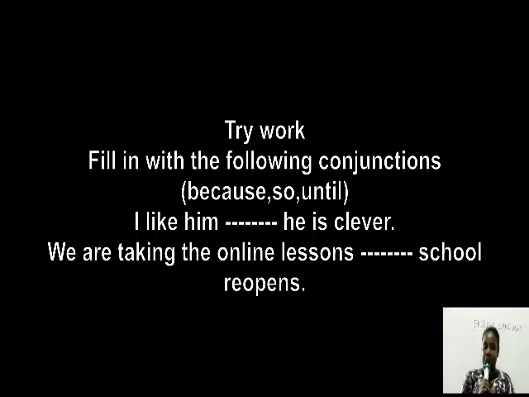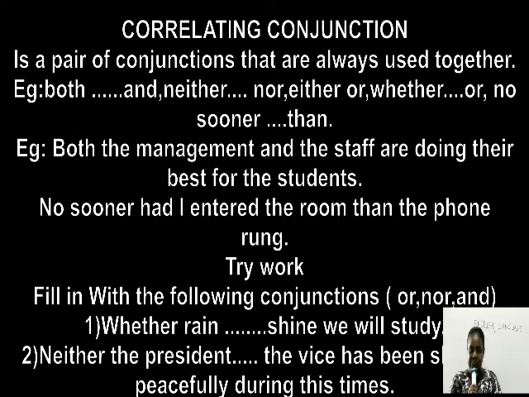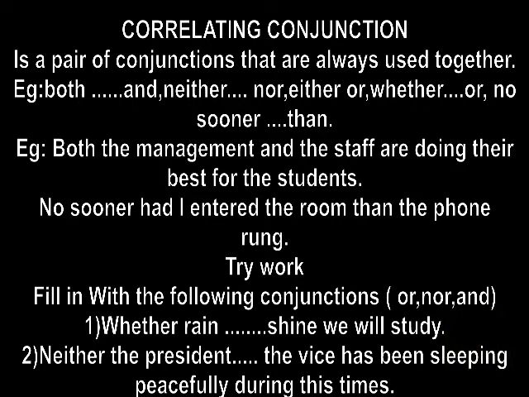So here we are talking about correlating conjunctions. Let's find the definition. A correlating conjunction is a pair of conjunctions that are always used together. That is, you cannot use one and leave the other. The two conjunctions work together. That is why we say it's a pair.